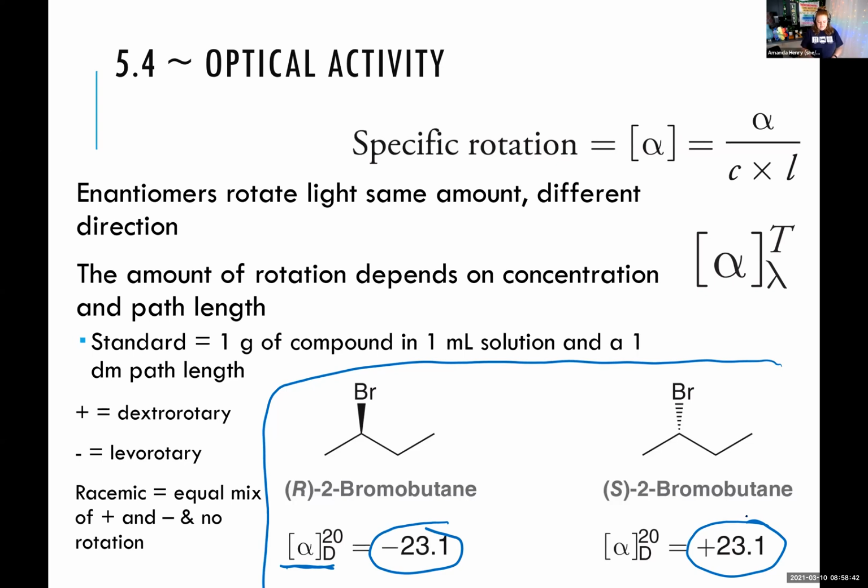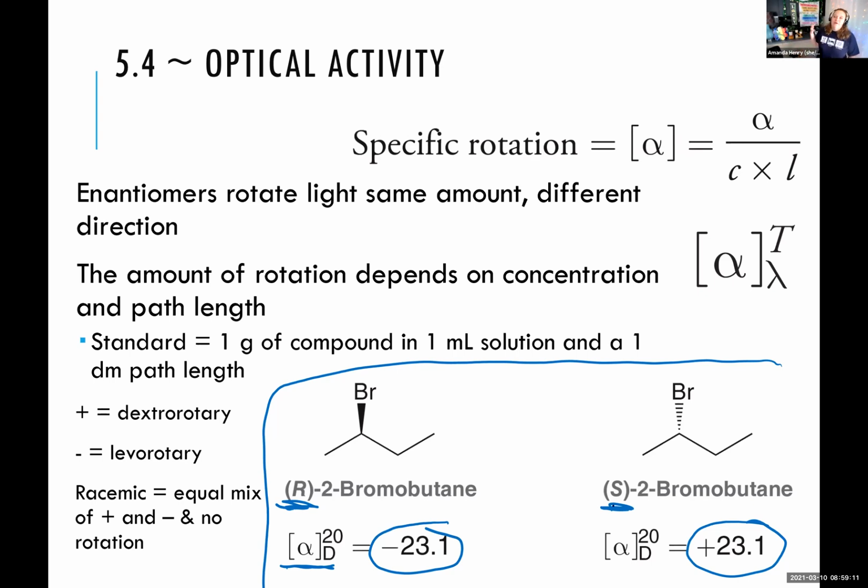So notice that we have the two enantiomers of 2-bromobutane. We have the R and the S. They're going to rotate the light the same amount, both 23.1 degrees, but in different directions. So the S is rotating it 23.1 degrees in the positive direction, and the R is rotating it 23.1 degrees in the negative direction.